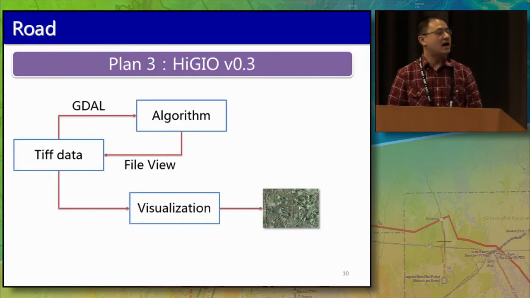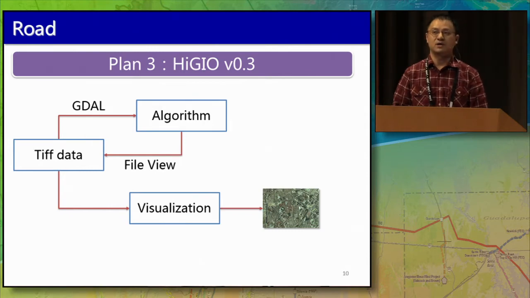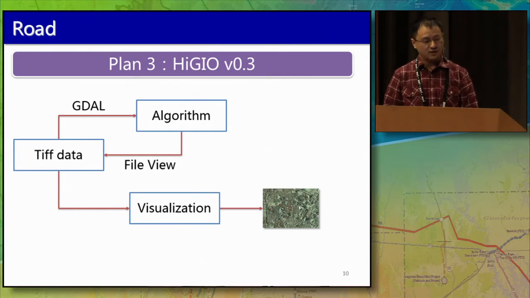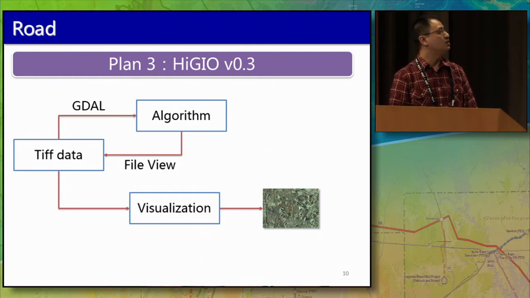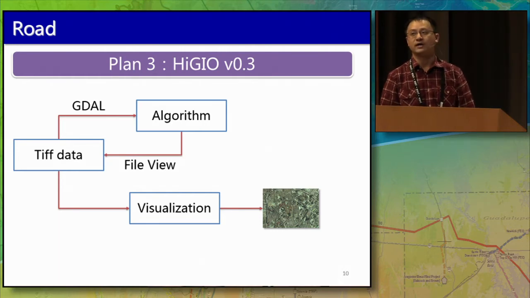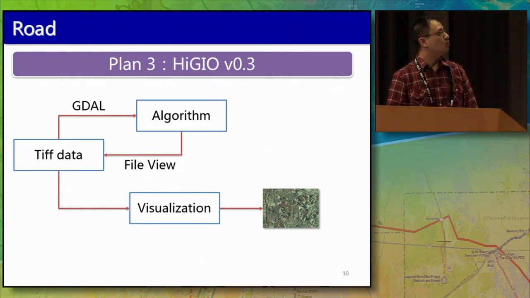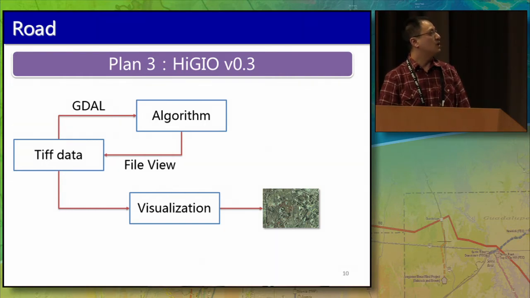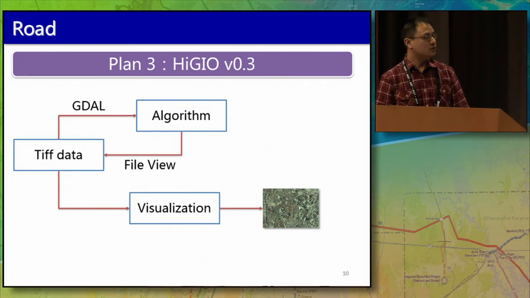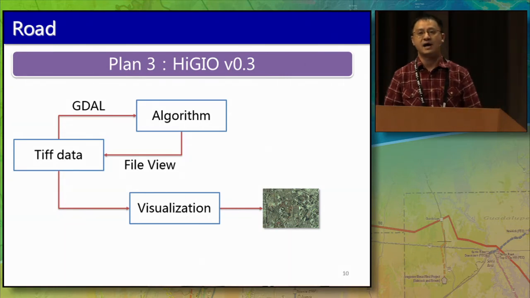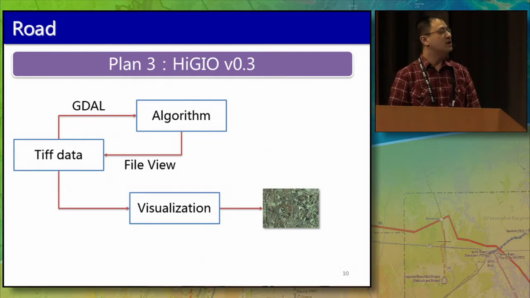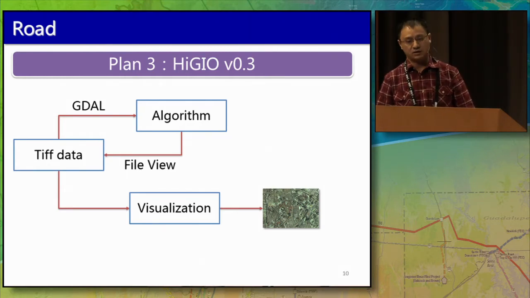So the ideal use mode of HiGeo is like this. We use GDAL to read the geospatial raster data, so we can read any format of geospatial raster data. And we write the data as the TIFF format using the file view, which is integrated into the MPI-IO. And the visualization engine can render the result directly.